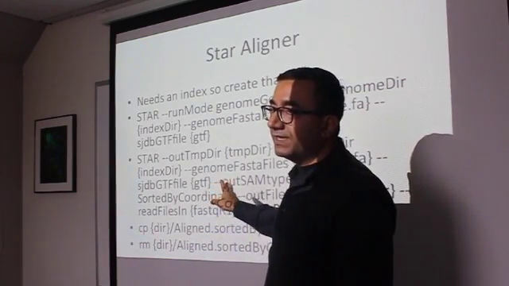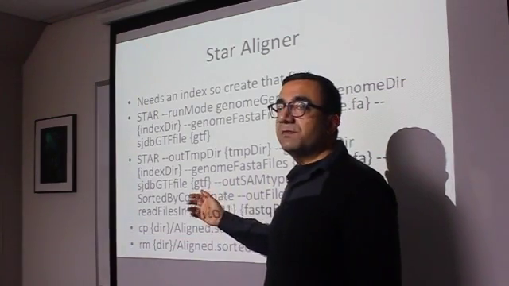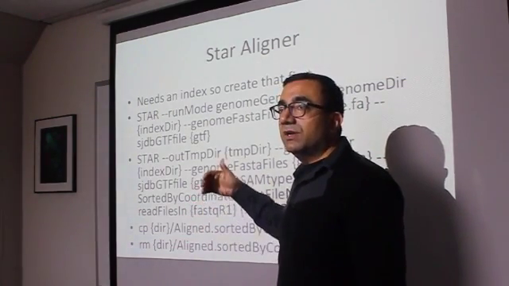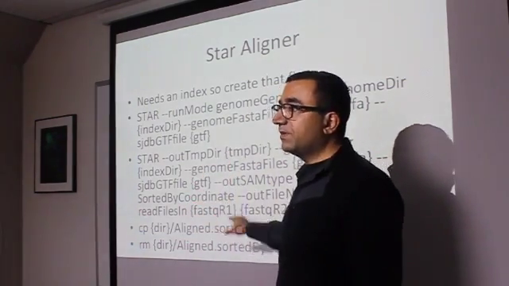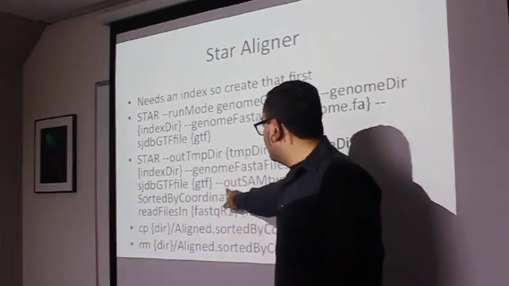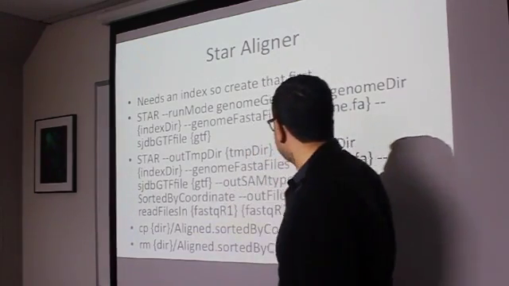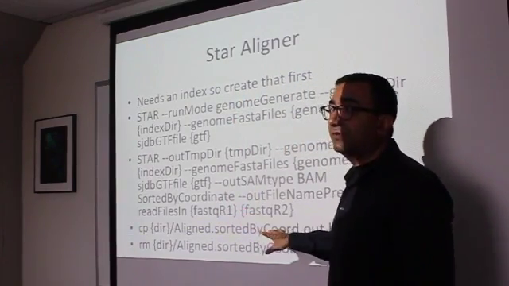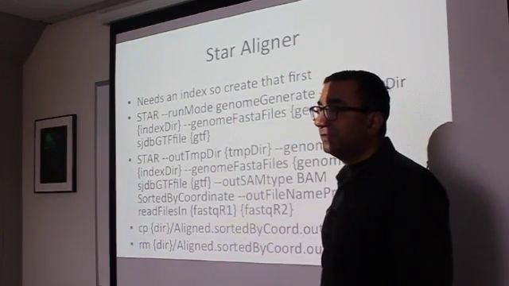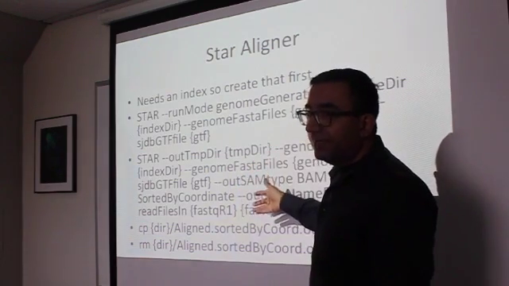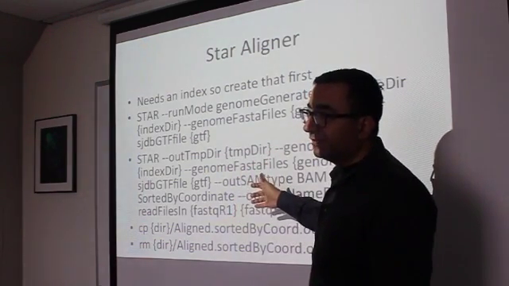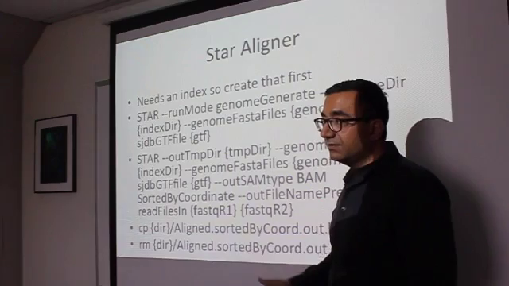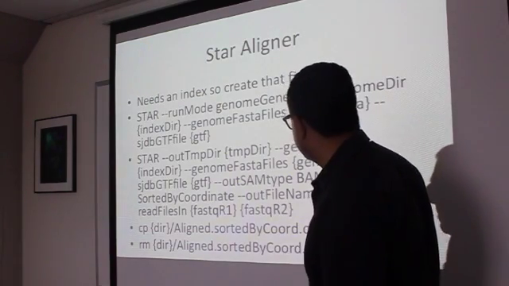I was working on a data set, I couldn't figure out for the life of me why it was taking so long to finish alignments, but it was because of this flag, output SAM type BAM sorted by coordinate. That was taking hours and hours and hours of extra time. Whereas in SAMtools, this step is implemented a lot better, and it takes much less time to sort using SAMtools. Okay? All right? This is just a tip.